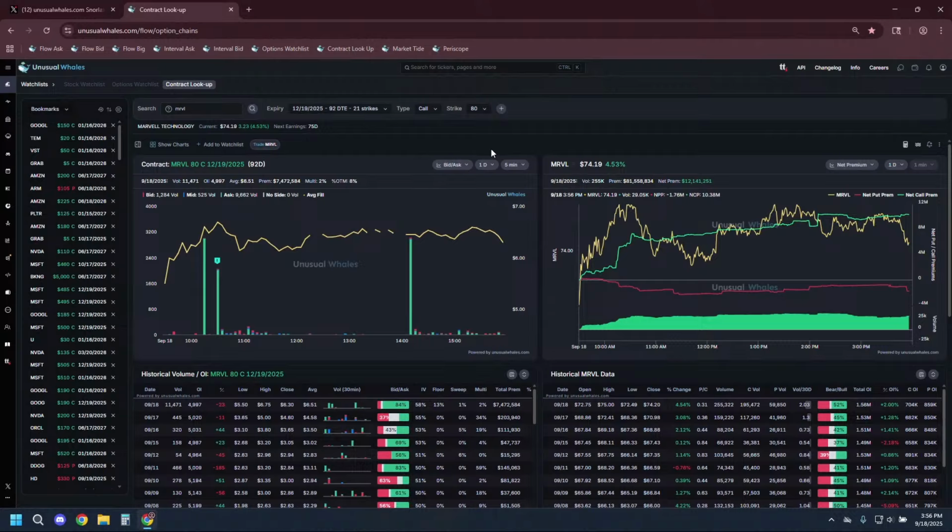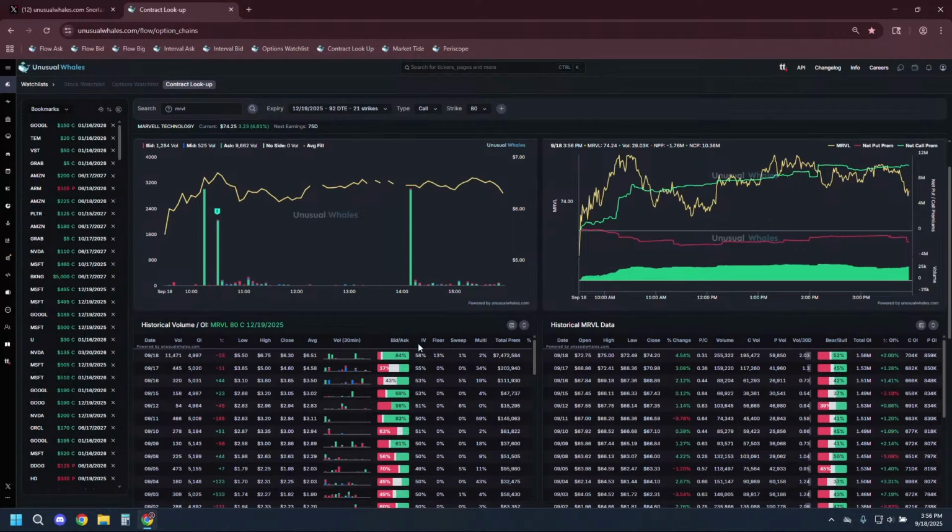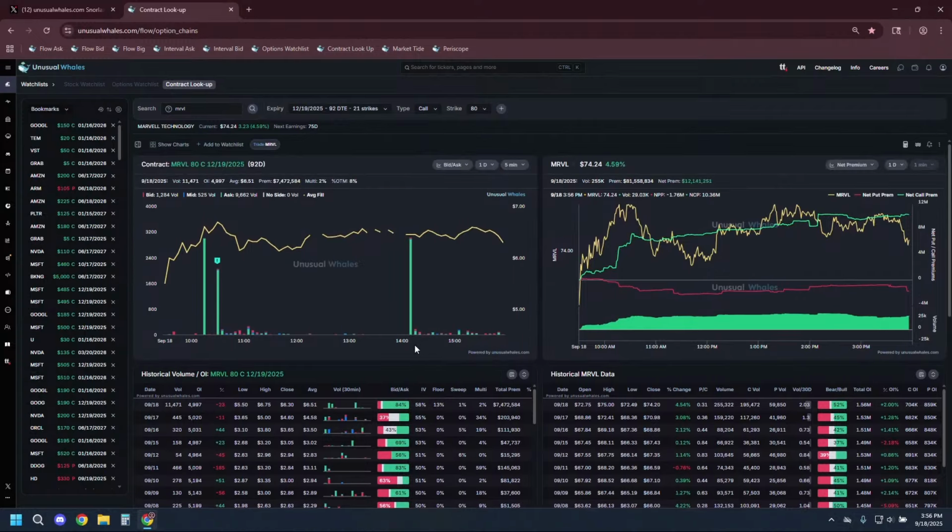So big volume on several occasions today. The open interest tomorrow will be interesting. It'll tell us a lot. It could be anything between 11,000 to like 16,000. So just see what it is.